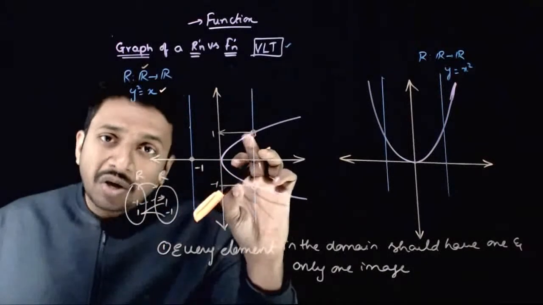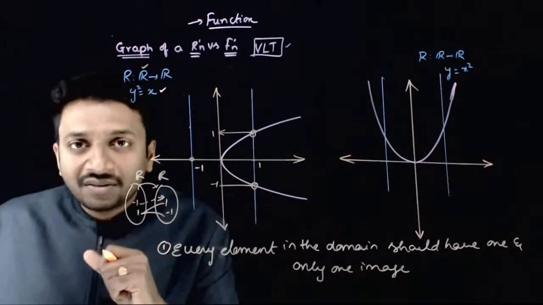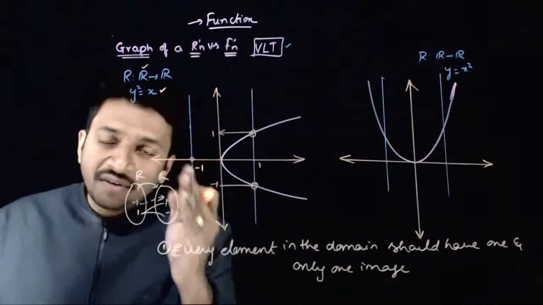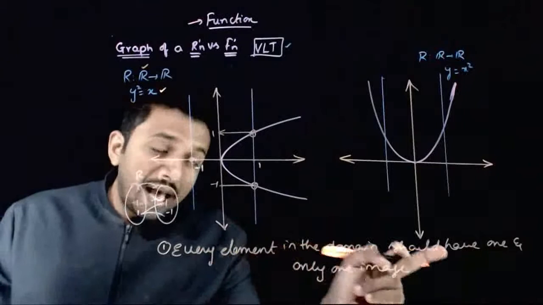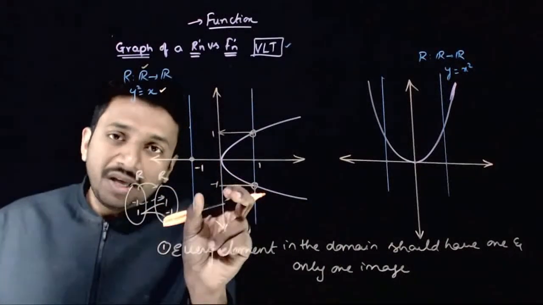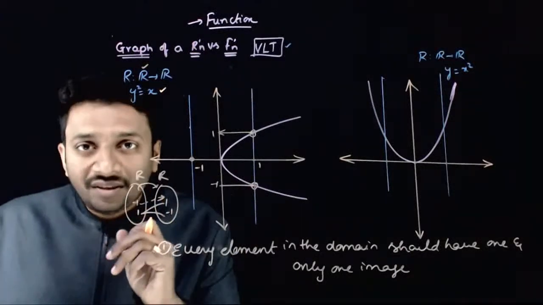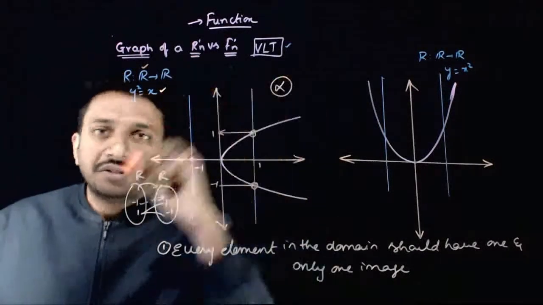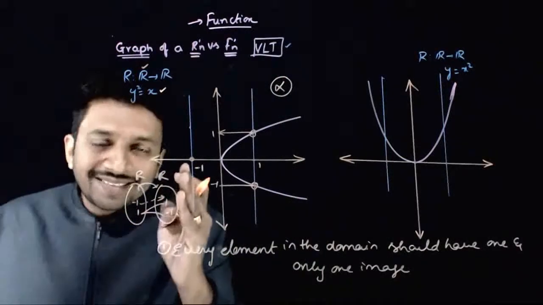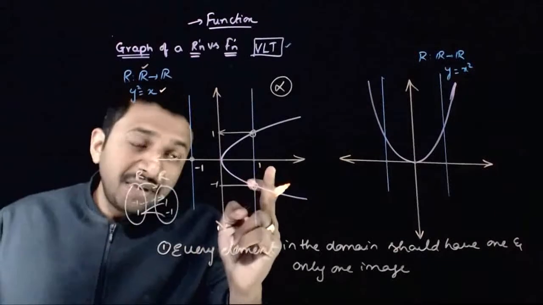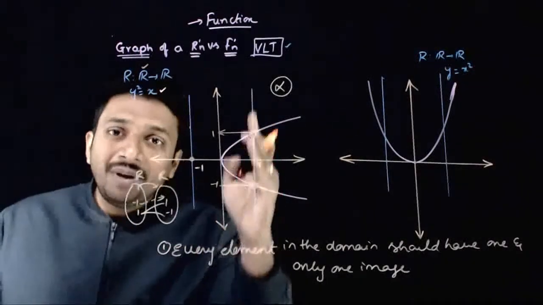So which again contradicts the definition of a function. If a relation has to be a function, every element should have an image, and you should have one and only one image. You should not get more than one image. So here two conditions of the function are being contradicted, hence this is not a function. Because some elements in the domain don't have an image and some elements in the domain have multiple images.